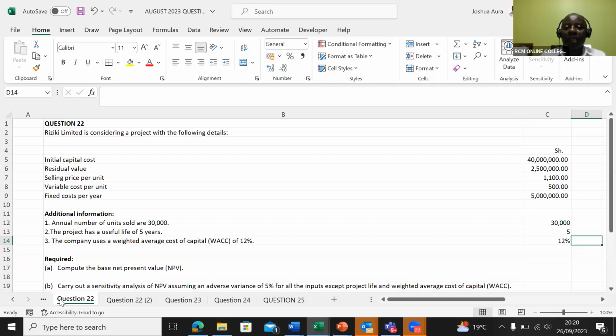If you look at part B, carry out a sensitivity analysis of NPV assuming adverse variance of 5% for all the inputs except project life and WACC. You see here now they want us to change these things. So for the first one, I'm going to use this information the way it is to get net present value. You can only get net present value if you are using the cash flow model. You must first of all calculate cash flow.